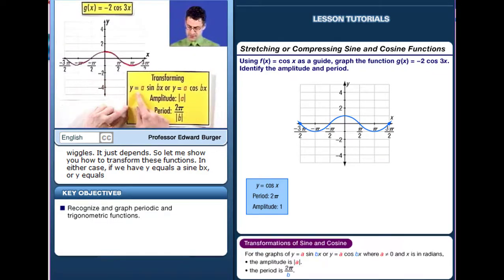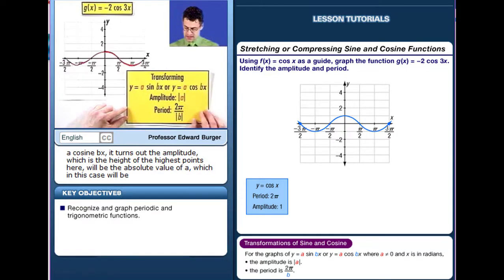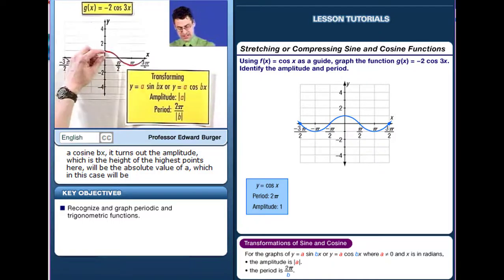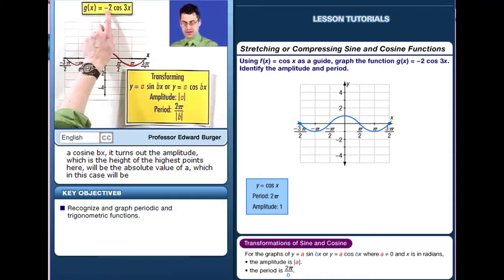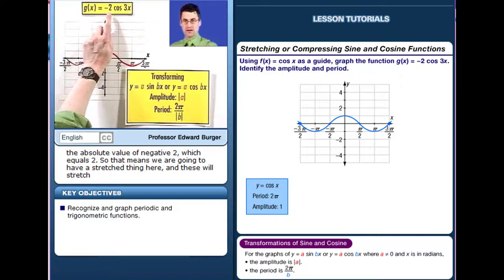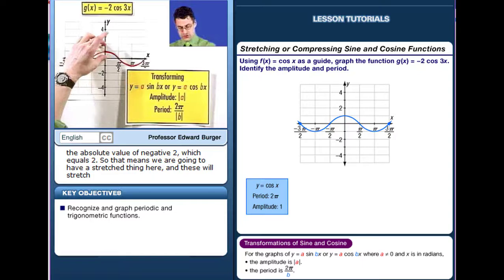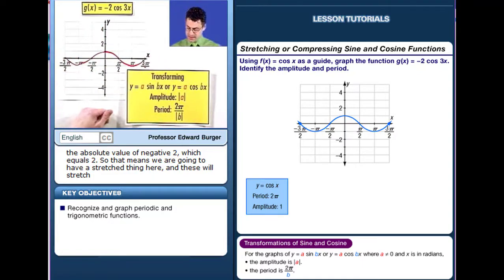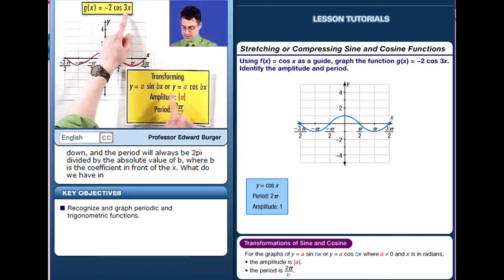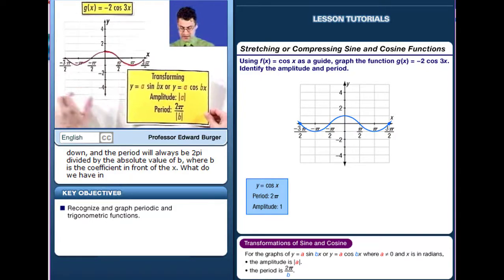In either case, if we have y equals a sine bx or y equals a cosine bx, it turns out that the amplitude, which is the height of the highest points, will be the absolute value of a, which in this case is the absolute value of negative 2, which equals 2. So that means we're going to have a stretched graph here, and these will stretch down. And the period will always be 2 pi divided by the absolute value of b, where b is the coefficient in front of the x. So what do we have in this particular situation?